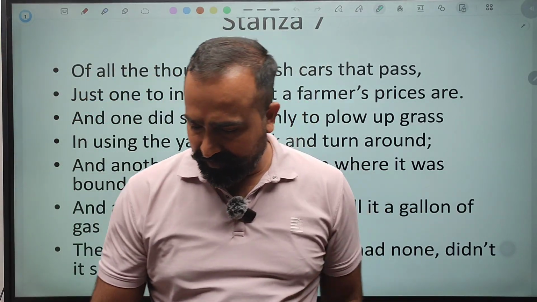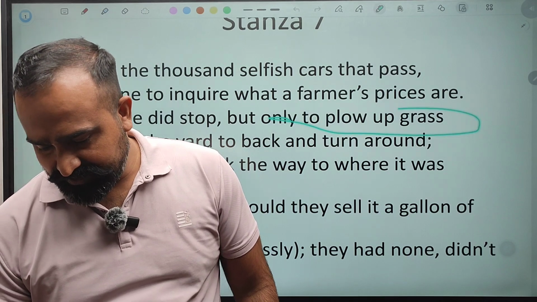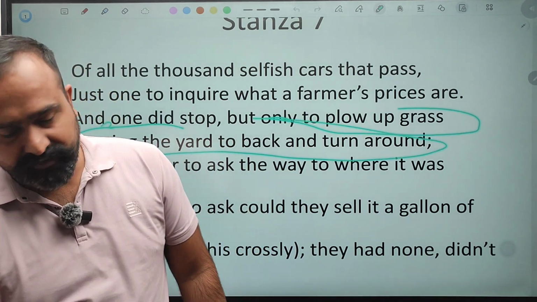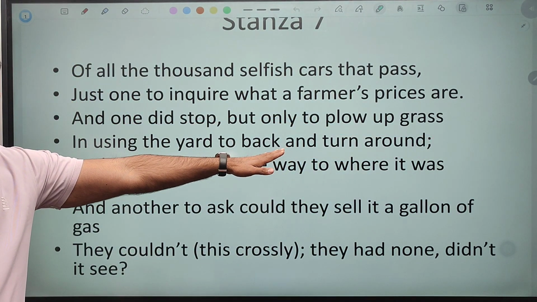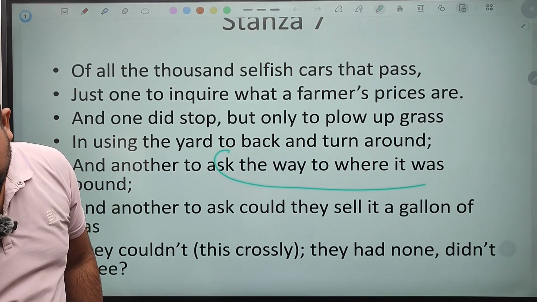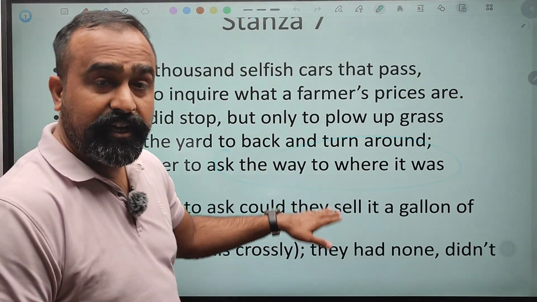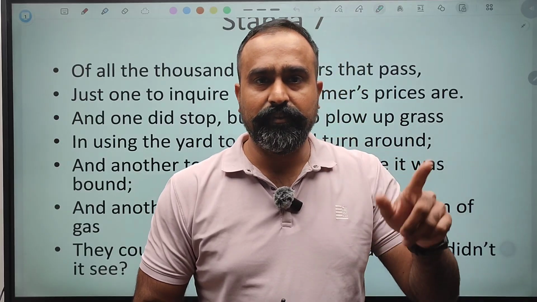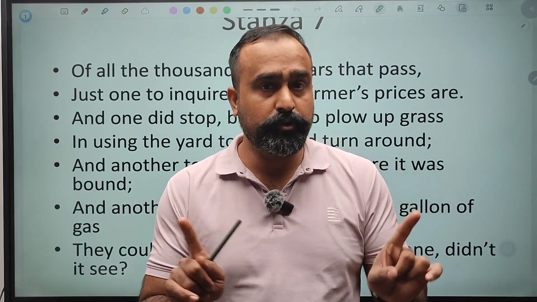किस लिए? Let us see. But only to plow up the grass in using the yard to back up and turn around. तो कुछ कार टर्न होती है क्या? यू टर्न लेने के लिए खाली. Then another to ask where the way it was bound. कुछ कार स्टॉप होती हैं किस लिए? To ask the way where they have to go, not to purchase anything.